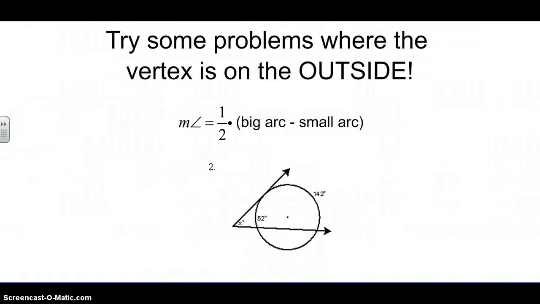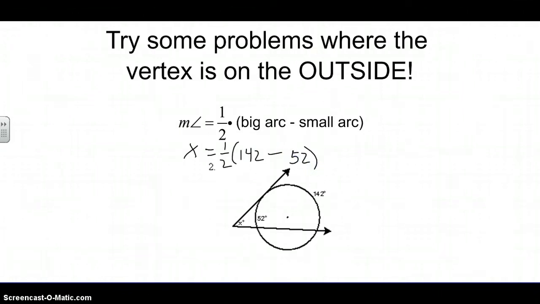Now let's try some problems where the vertex of the angle is outside of the circle. And you can see for problem number 2, this is the case. So we're going to go back and look at our formula. The measure of the angle has to equal 1/2 the difference between the big arc and the small arc. So we're going to substitute in. The measure of my angle is x. I don't know what it is. It's going to equal 1/2 the larger arc, which is 142, minus the smaller arc, 52.